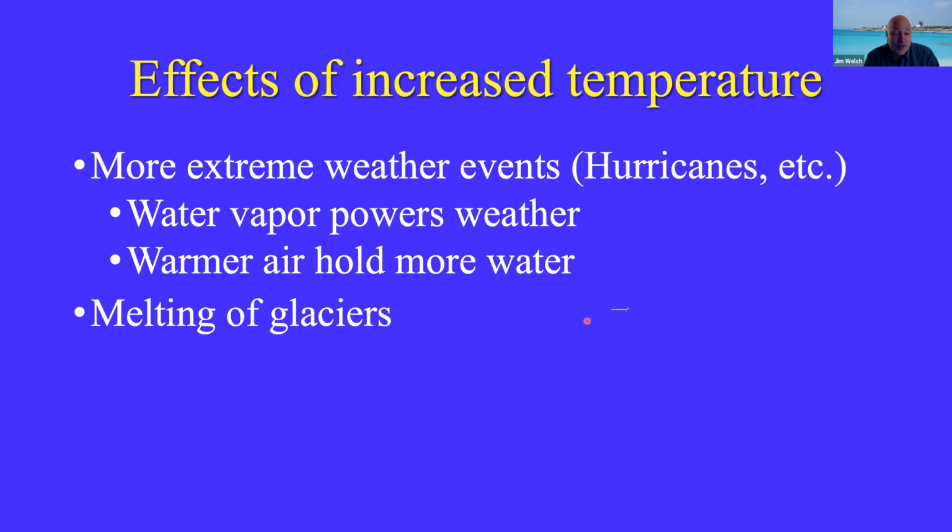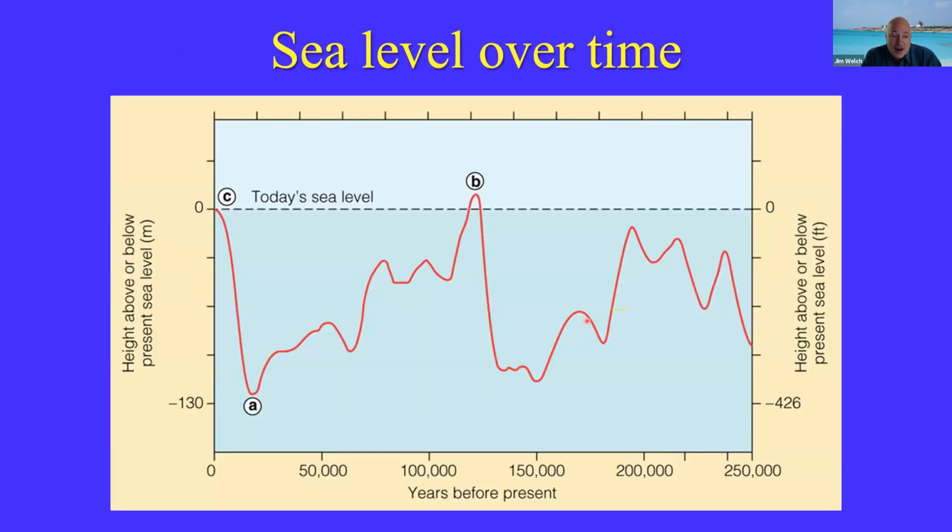Now, where this gets really... Florida's in the hurricane zone, so that's a problem. But where Florida really gets into problems is the melting of glaciers caused by these increased temperatures. Because melting of glaciers is going to add more water to the oceans, and that's going to cause sea level rise. So I want to talk about sea levels for a while.